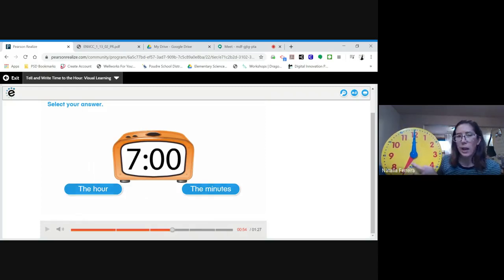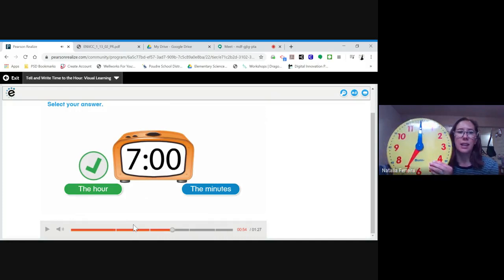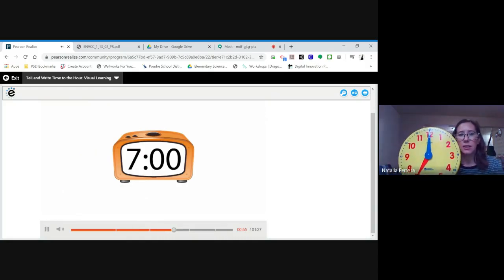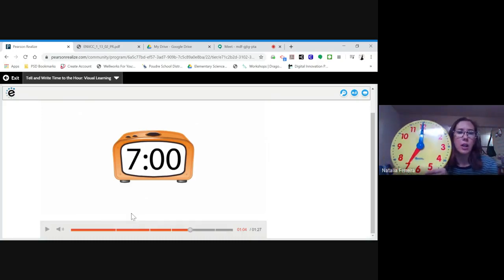So this is what hand? The hour hand. So the hour is the same. What hand is this? It is the minute hand. So the numbers after the 2 dots, after the colon, is the minutes.